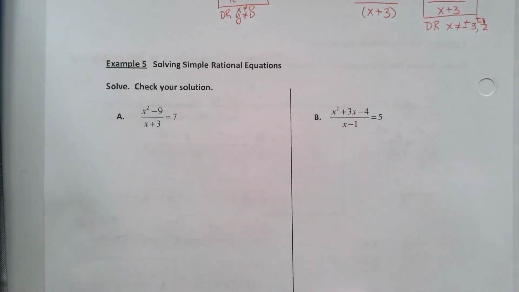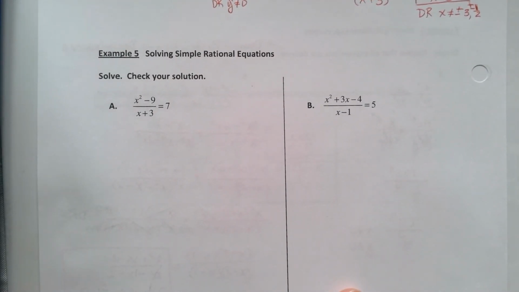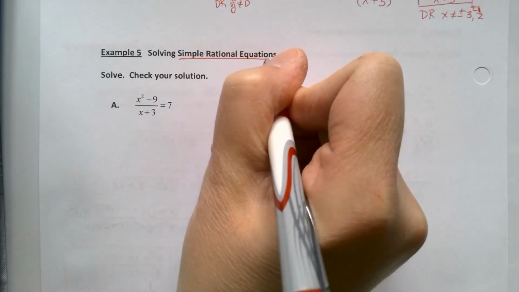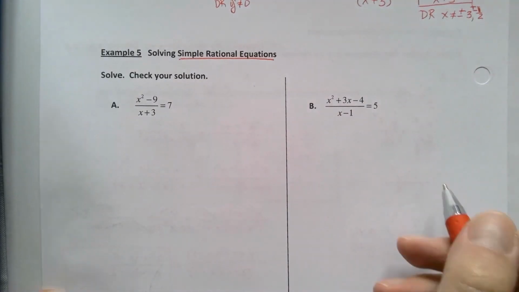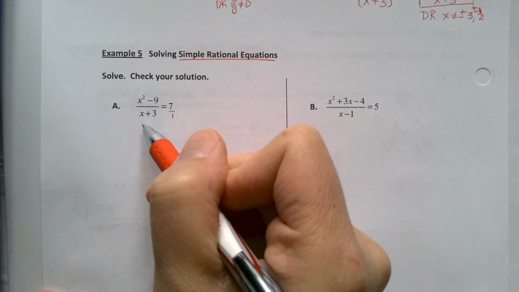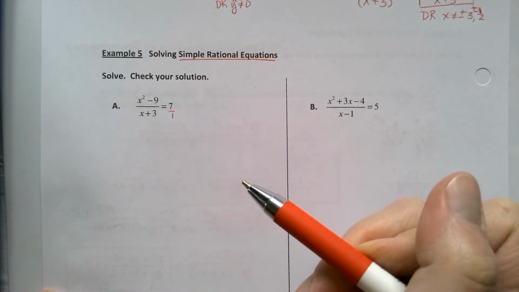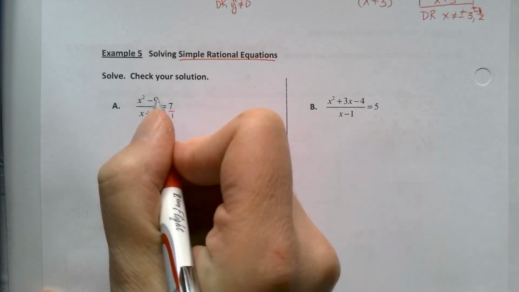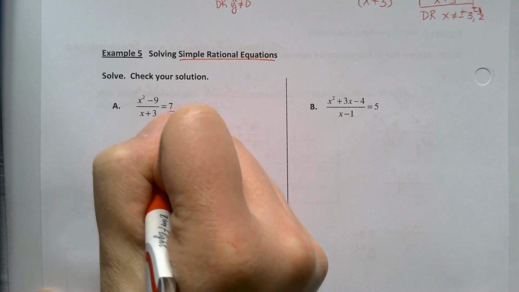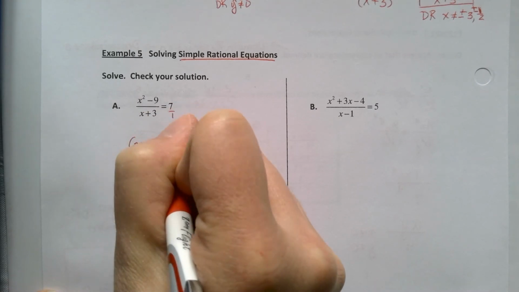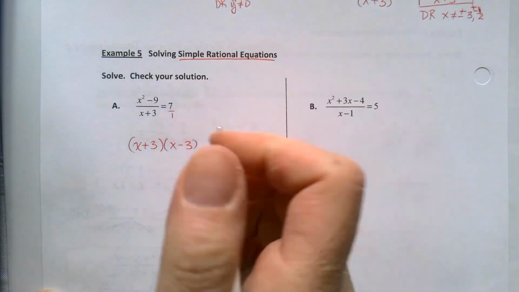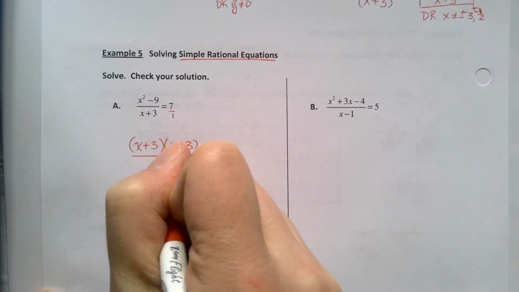We're introducing the idea of solving rational equations, but notice these are simple rational equations. So one option is to put this over 1 and just to cross multiply and solve it, but sometimes that makes it more of a mess. So what we're going to do is we're going to go ahead and factor the x plus 3, x minus 3, just as we would if it wasn't set equal to anything. Okay, and that's going to be over x plus 3.